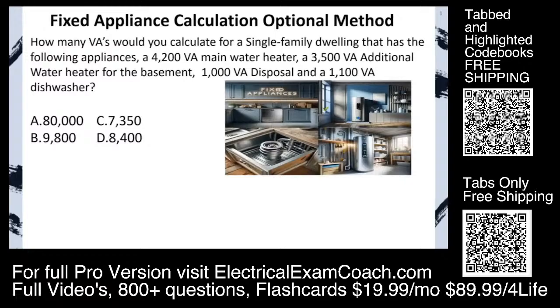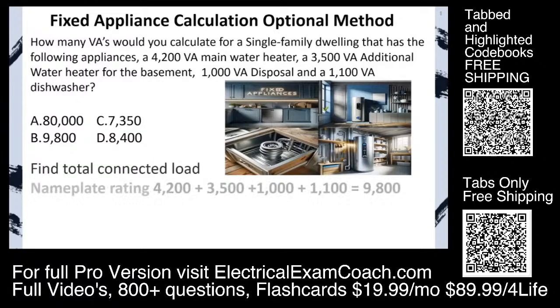How many VAs would you calculate for a single family dwelling that has the following appliances? A 4,200 VA main water heater, a 3,500 VA additional water heater for the basement, a 1,000 VA disposal, and a 1,100 VA dishwasher. First thing we're going to do is find the total connected load. With the optional method, we're going to take the nameplate rating of all these appliances.